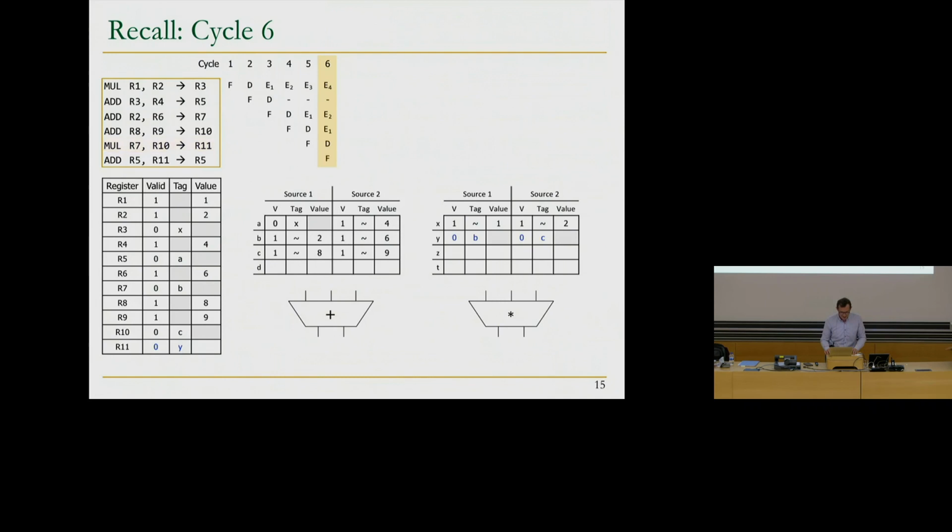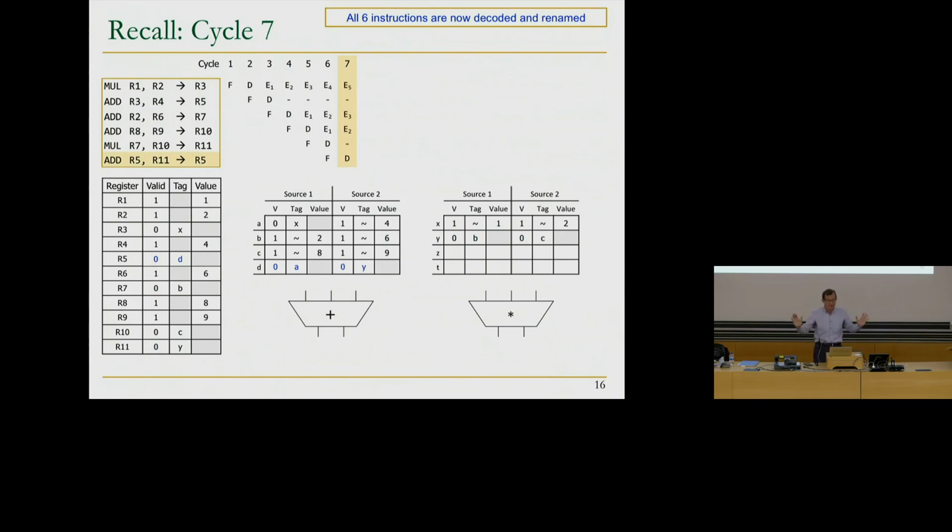Okay, I'm not going to go through this. We've already renamed all of this. So now cycle 7 is the cycle where all instructions are renamed and decoded, and some instructions are executing in the machine. Clearly, we're not tracking everything over here. And we discussed what happened to R5.